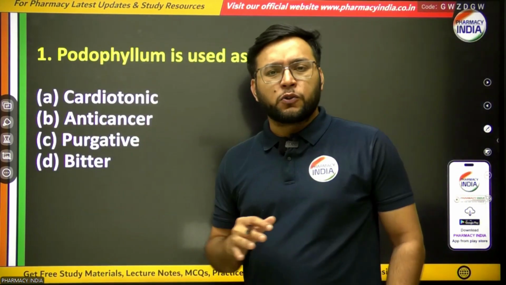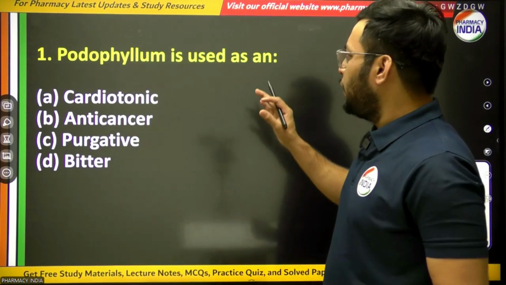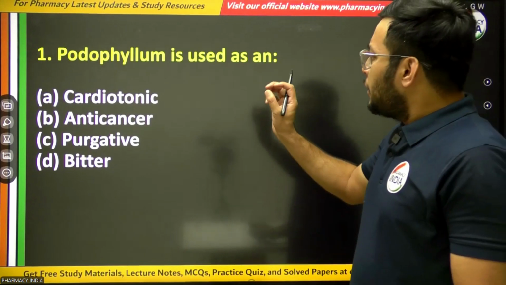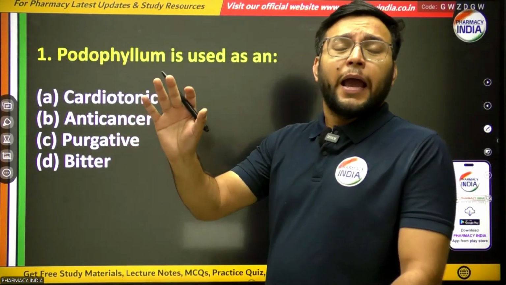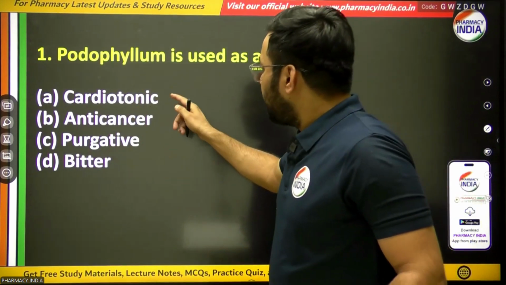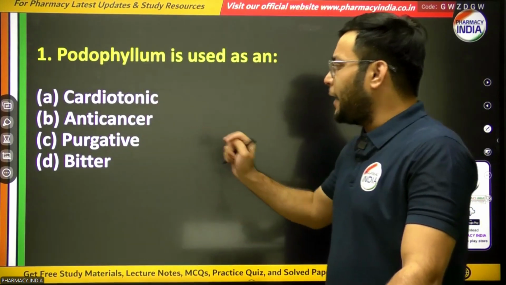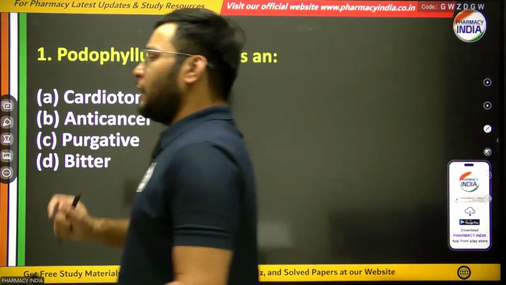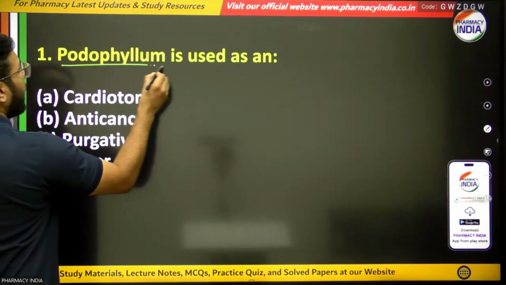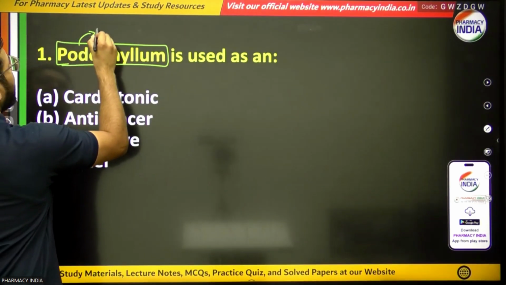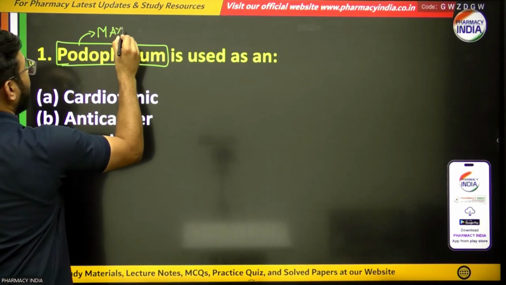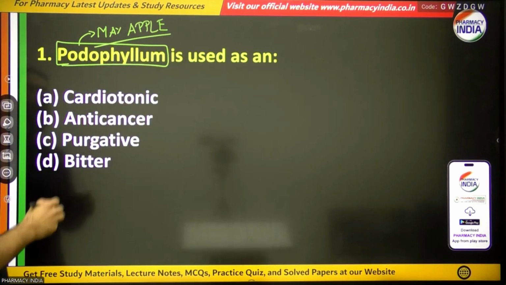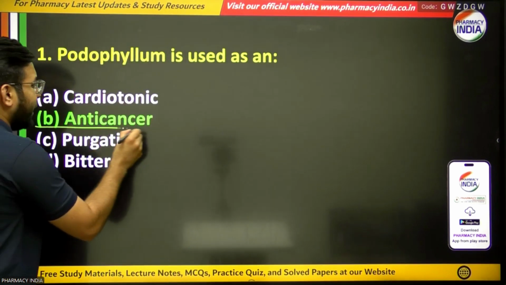So coming to the first question, the question asked is about the use of podophyllum. What is actually podophyllum's use? Option A is cardiotonic, anti-cancer, purgative, or bitter. Podophyllum is also known as May apple. Yes, May apple is the other synonym. Many times a question is asked from this point also. And it is used as anti-cancer.